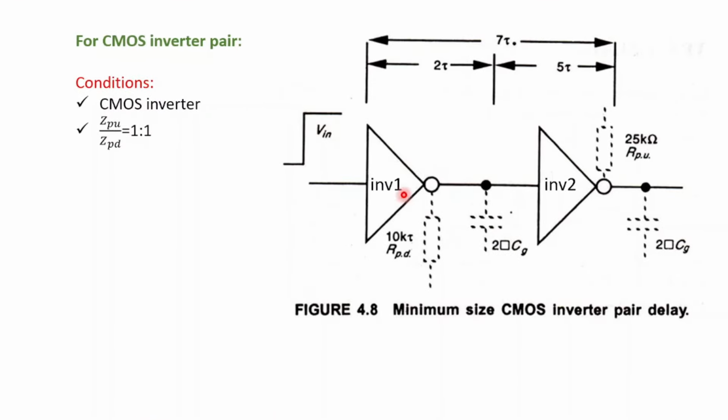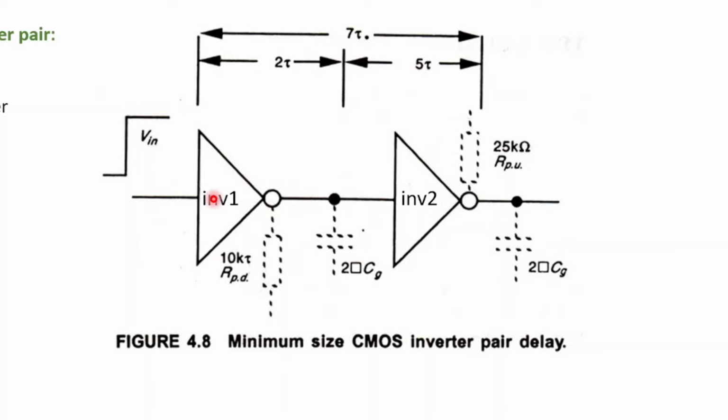Now we want to calculate delays for a CMOS inverter pair. For this, the two inverters must be CMOS inverters and the ratio of Z pull up to Z pull down should be 1:1. It means the Z value for the pull up network is 1 and the Z value for the pull down network is 1. In this case, inverter 1 provides 2 tau delay and inverter 2 provides 5 tau delay. Combined they provide 7 tau delay.